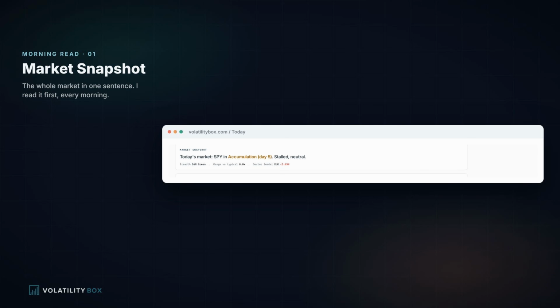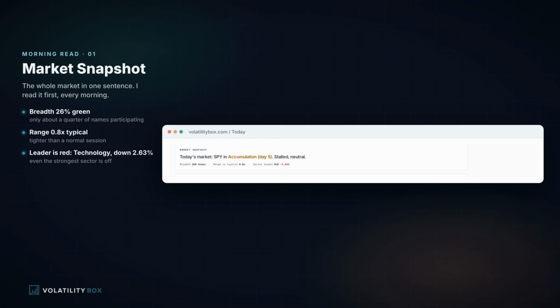Now under it, you'll find 3 numbers, and I read these 3 numbers every single morning. They give you some missing clues. The first number is the market breadth. You'll see today we're 26% green, so only about a quarter of the names are participating. The second number is the range. You'll see today's range is 0.8x versus the typical, so we're moving narrower than a normal day. And finally, the third number, or rather information, is the sector that's leading the day's move. And today you'll see that's technology, down 2.63%.